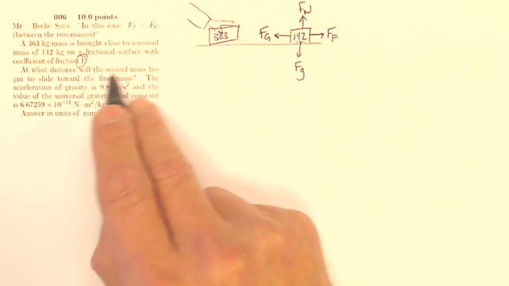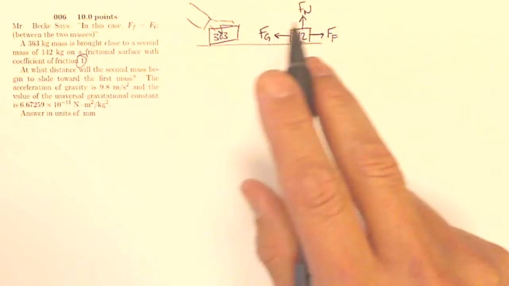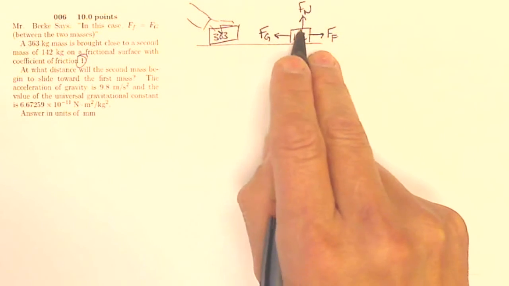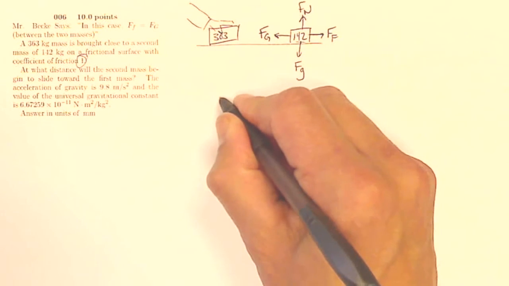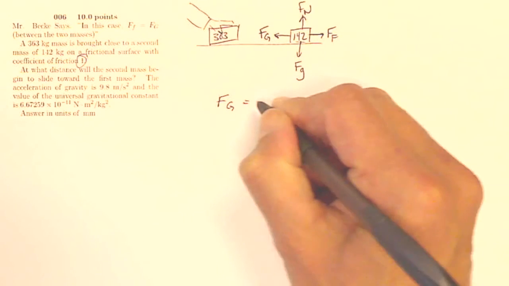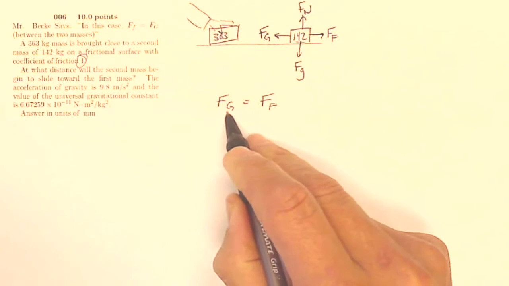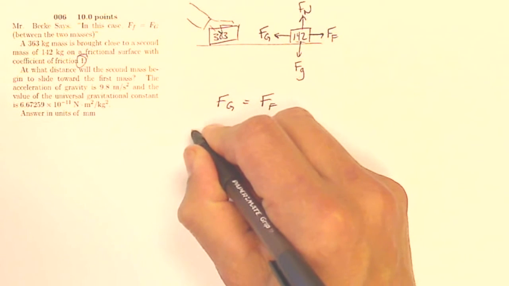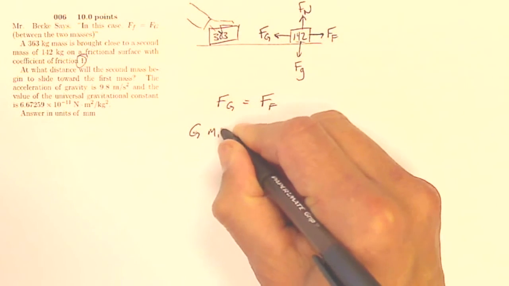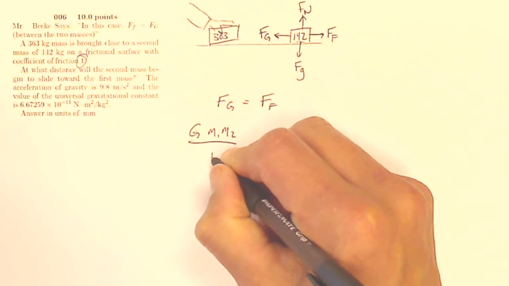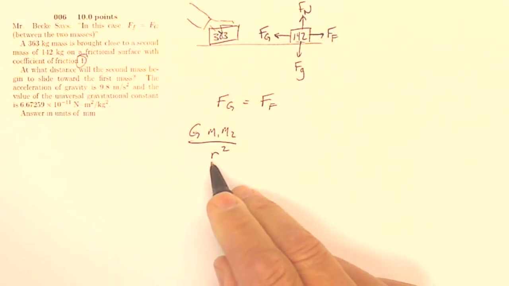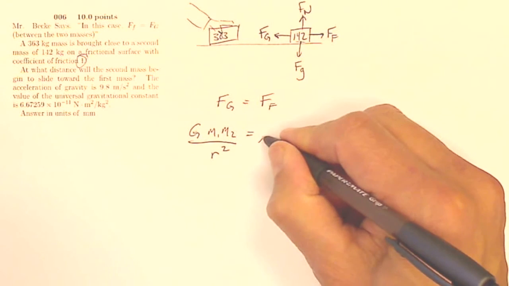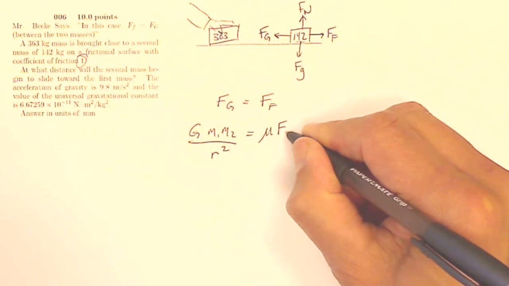So at what distance will the second mass begin to slide towards the first mass? So what I know is that I want to set the gravitational force between the two masses equal to the force of friction. So I'm going to write Fg equals Ff. This universal gravitation equals the force of friction. Well, the universal gravitation is going to be G times the first mass times the second mass divided by the distance between them squared. I'm solving for R. R is what I'm looking for. Equals the force of friction, and the force of friction is mu times the normal force.